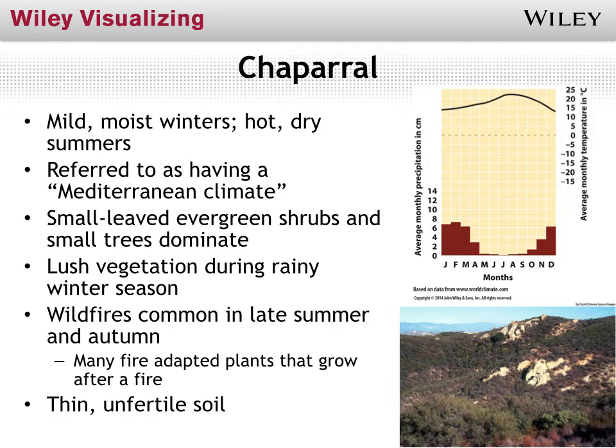So the plants that live in the chaparral, many of them are fire adapted. They need fire to kind of burn them back and decrease their competition with other plants, and in some cases the fire is needed for the seeds to be viable and sprout back. But with that said, generally speaking, it's relatively thin and not the most fertile of soils. But again, the plants that are adapted to living in this dramatically changing condition can do pretty well.